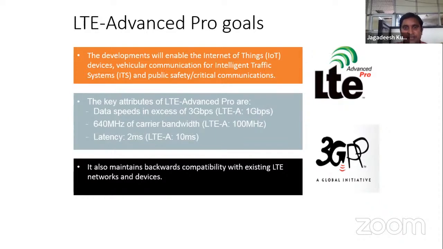So the key attributes of this LTE Advanced are data speeds in excess of 3 Gbps. Previously, we were talking about 1 Gbps in LTE. Now, in this, we are talking about 3 Gbps, and 640 megahertz of carrier bandwidth. Latency is around 2 milliseconds. Previously, in LTE, we were talking about 10 milliseconds latency. It got decreased by 2 to 3-fold.